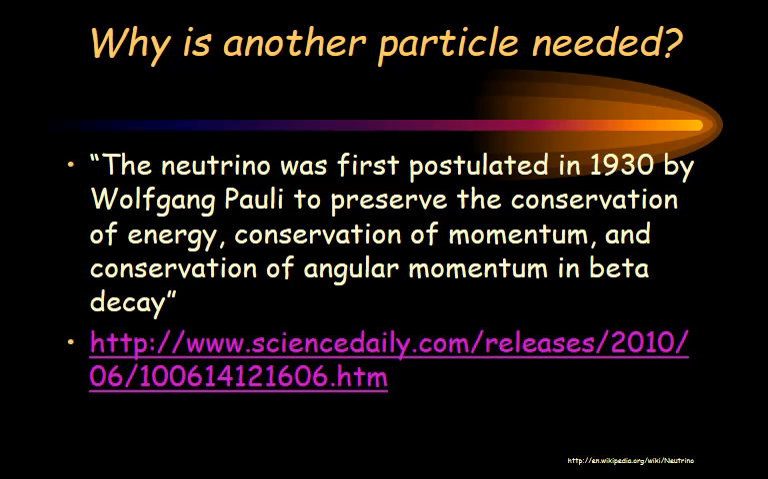So why was another particle needed? Well, this was first postulated in 1930 by Wolfgang Pauli to preserve conservation of energy, conservation of momentum, and conservation of angular momentum in beta decay.